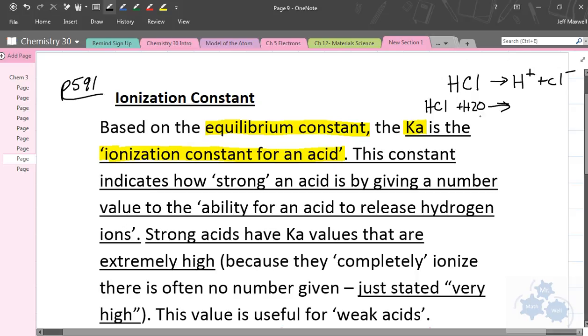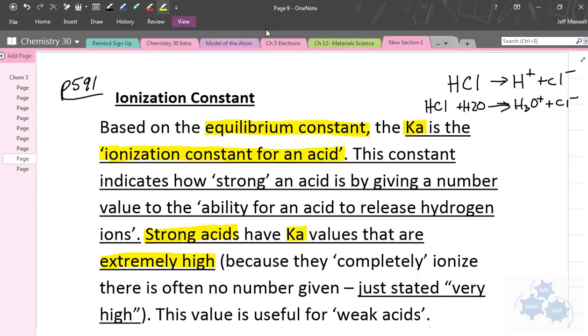For HCl, really it combines with water and produces the hydronium ion, right? So HCl, hydrochloric acid, is very, very strong. And it has an extremely high Ka value. So strong acids have Ka values that are extremely high.